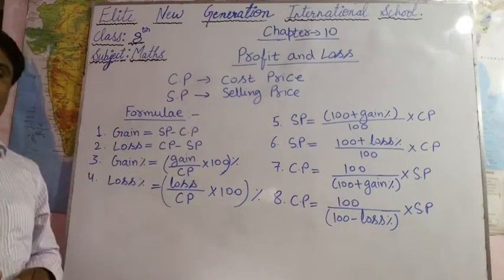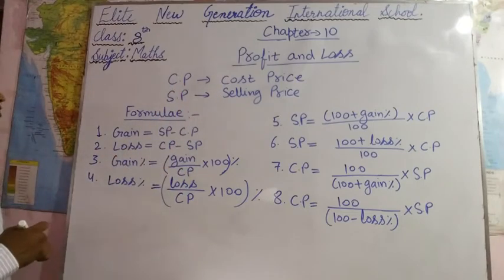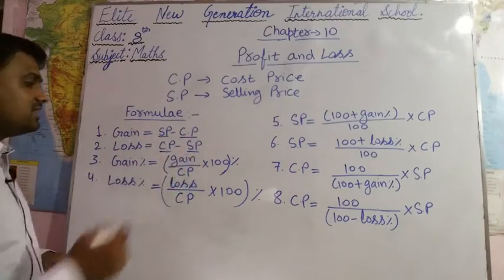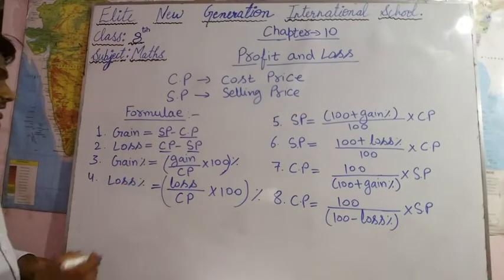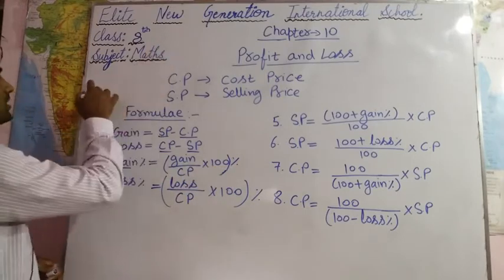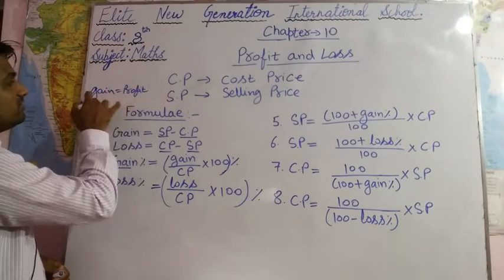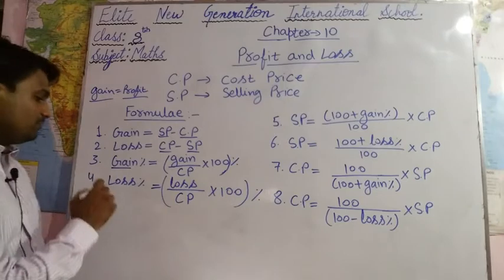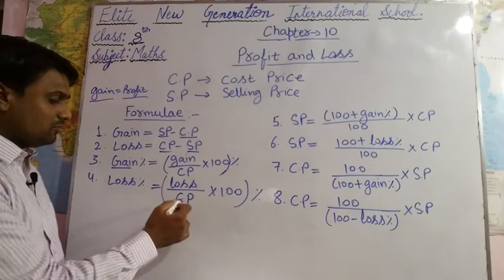Here there are some formulas which are very important for solving problems related to profit and loss. The first formula is gain equals SP minus CP. Second, loss equals CP minus SP. To find gain percent, the formula is gain upon CP into 100. Here gain means profit also; gain and profit are the same thing. So when there is a question related to gain or profit, it means the same. Loss percent will be found by the formula loss upon CP into 100.